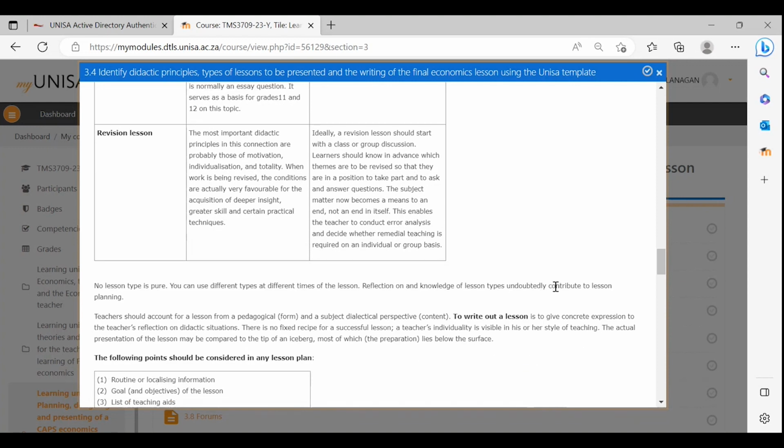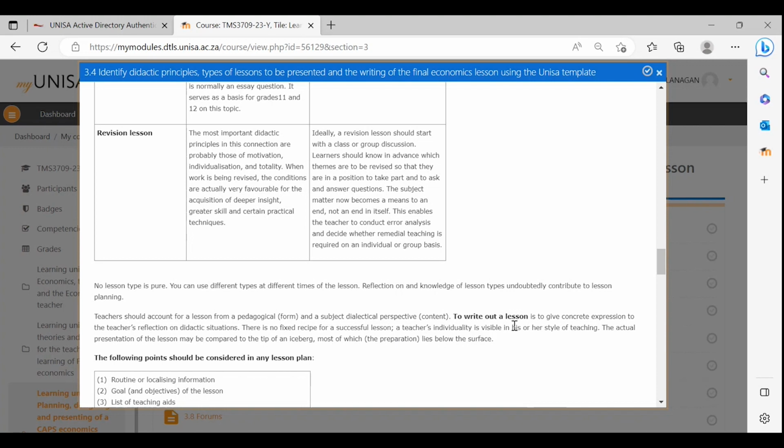Reflection on and knowledge of lesson types undoubtedly contribute to lesson planning. Teachers should account for a lesson from a pedagogical form and a subject dialectical perspective. To write out a lesson is to give concrete expression to the teacher's reflection on didactic situations. Please, students, when you go out to teach, even when you go do practice teaching, prepare properly by writing out your lesson. There is no fixed recipe for a successful lesson.